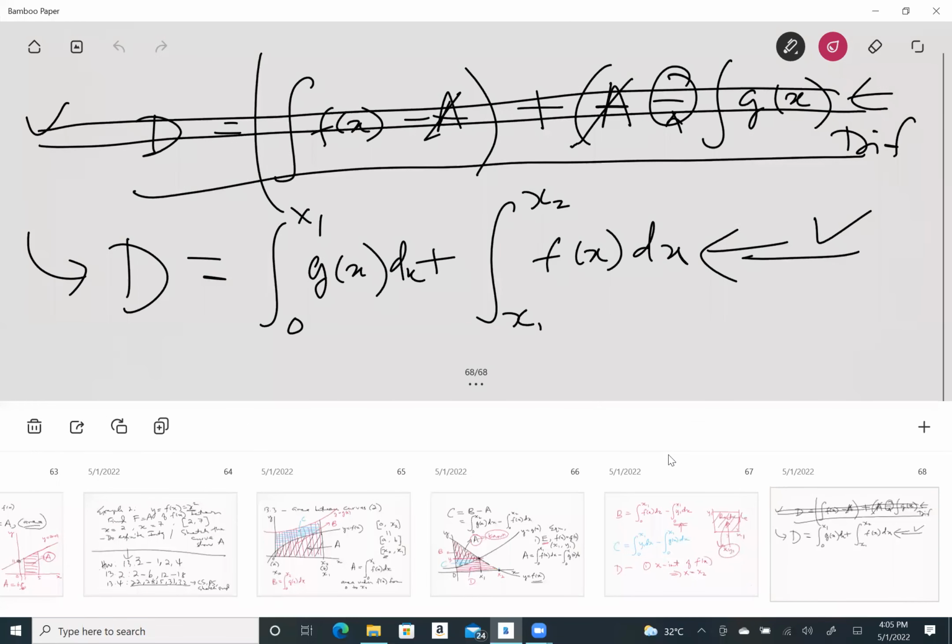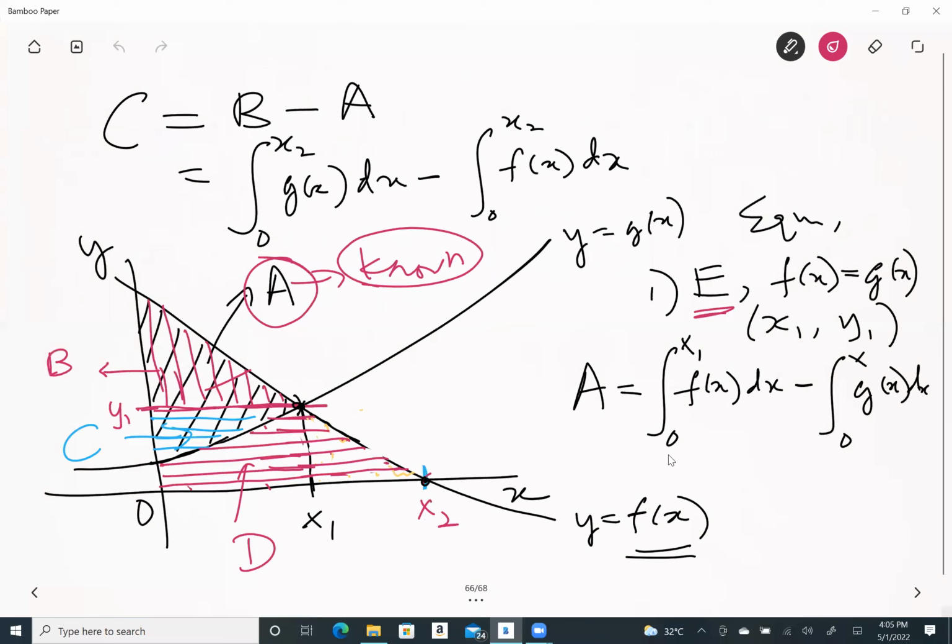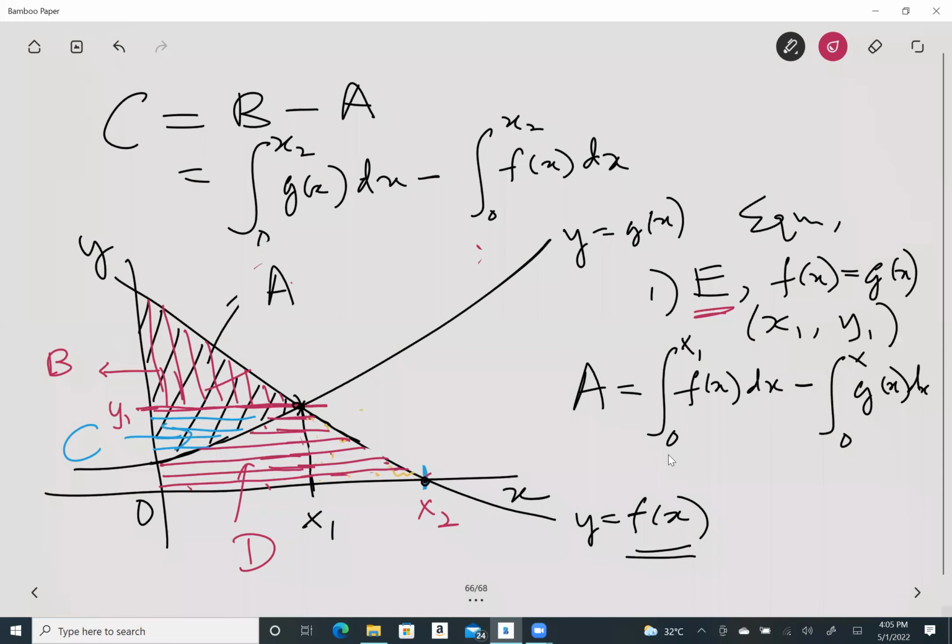So the most direct one would be just the area under G from 0 to x1 plus the area under F from x1 to x2. Okay, all right, good. So I will give you another area. Okay, last one. Another area. This is the last part.